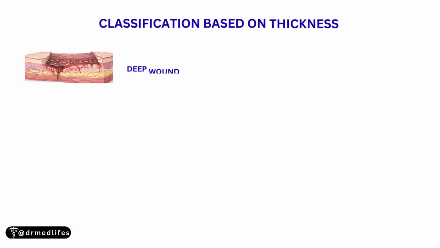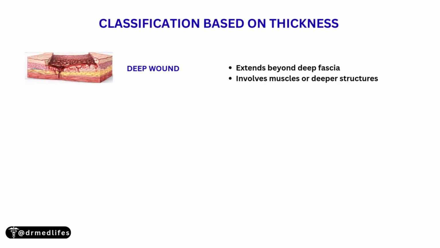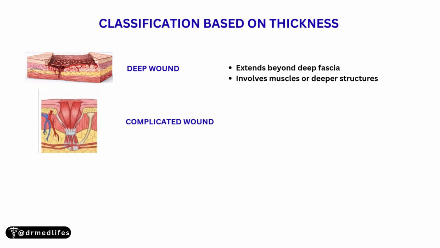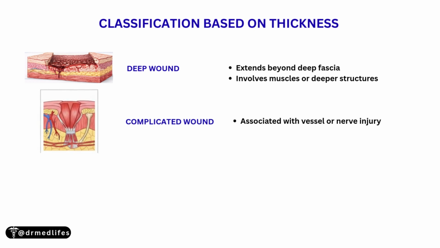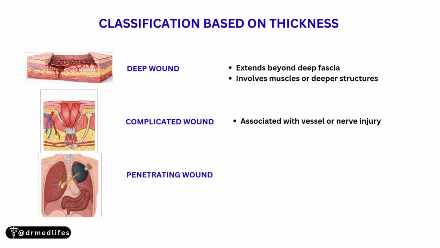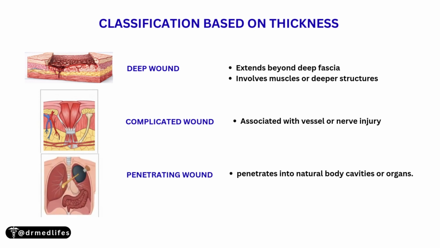A deep wound extends beyond the deep fascia into muscles or deeper structure. A complicated wound is associated with injury to vessels or nerve. And a penetrating wound is one that penetrates into natural body cavities or organ.